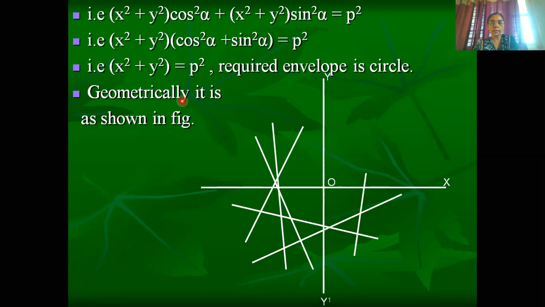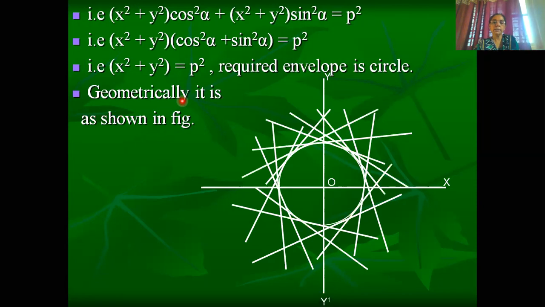So go on drawing, and the collection of these lines itself is the family of curves, and at the end you get the intersection of all of these as a circle. I hope you can feel it. It is a circle, and that circle is x square plus y square equal to p square. So for this example, geometrically also you can show that the envelope is a circle.